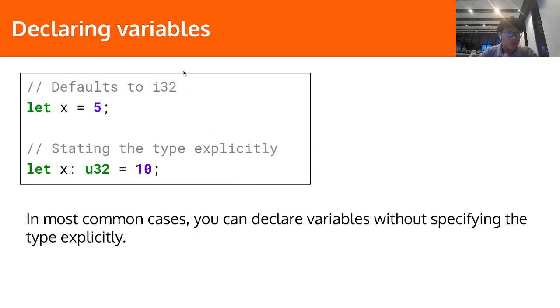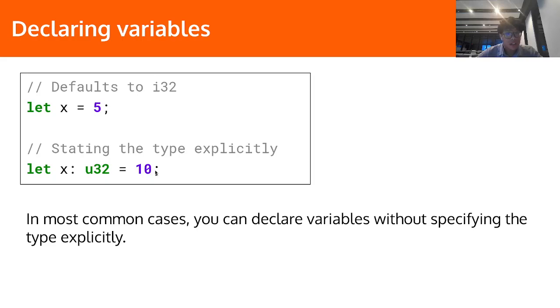So first I'm going to talk about declaring variables in Rust. Variables in Rust are in a way similar to other programming languages, pretty universal. The syntax looks like this. We start with let, for example here we have let x equals 5, and in this case it defaults to a 32-bit integer. In Rust this is called an i32.